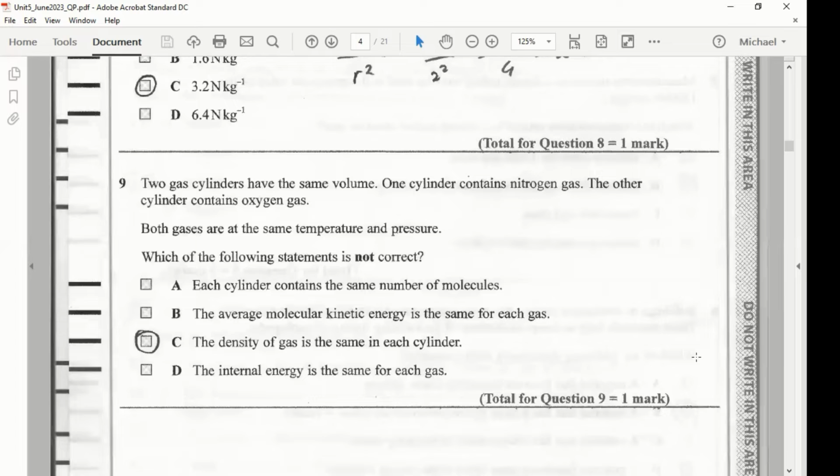That must be true. The average molecular kinetic energy is the same for each gas. That is certainly true because they're at the same temperature. And the internal energy is the same for each gas. Well, the internal energy for an ideal gas is simply the kinetic energy of each gas. And because the temperature is the same, that would be the same too, because you've got the same number of particles. The one thing that won't be true is the density of gas. So the answer is 9C.